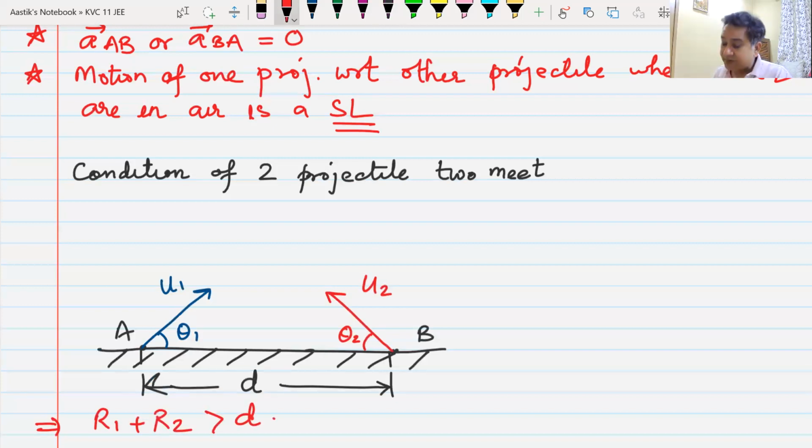Do we understand the meaning of this? The sum of their range must be more than the distance. And if they are very far apart, whatever happens, they are not going to meet. Yes or no? We understand this? Okay. Now, when will they meet? How will they meet? What is the condition for them to meet?